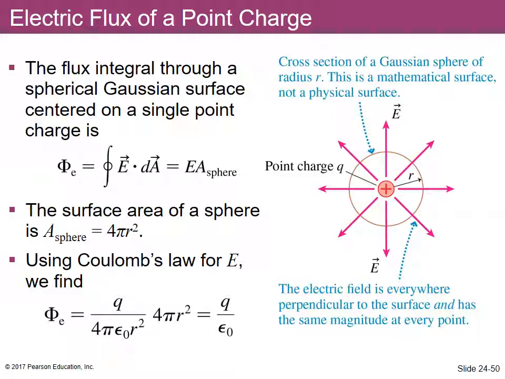This simple situation arises because the Gaussian surface has the same symmetry as the electric field. The surface area of the sphere is 4 pi r squared. The flux is then simply q over epsilon naught.